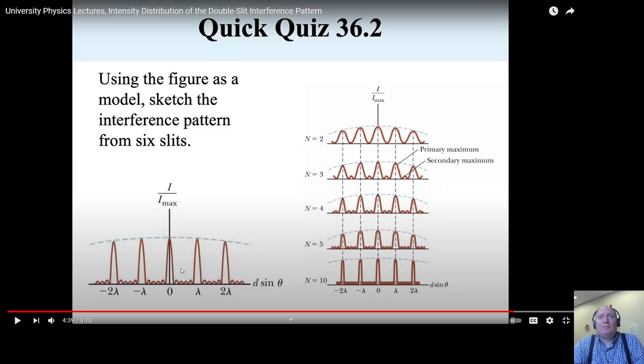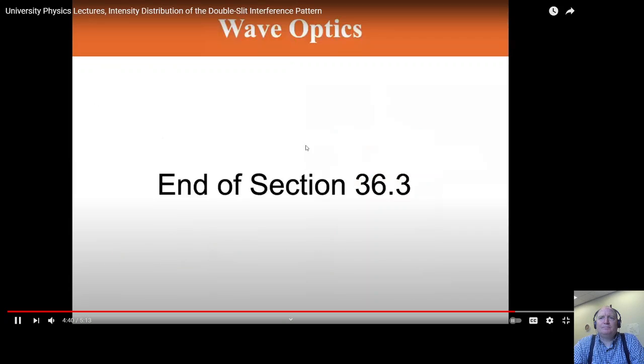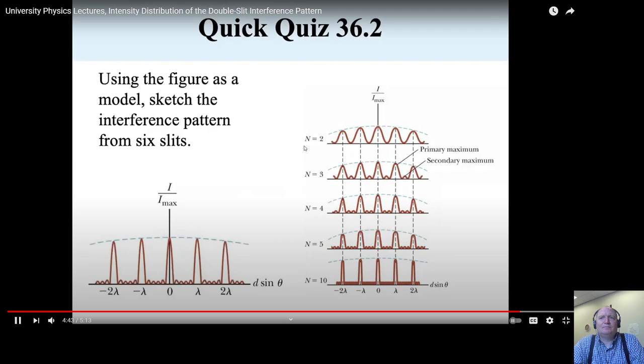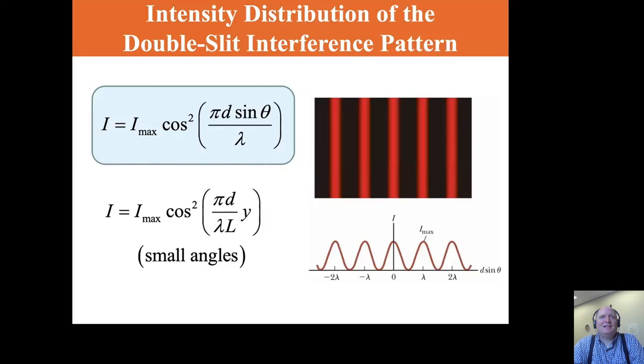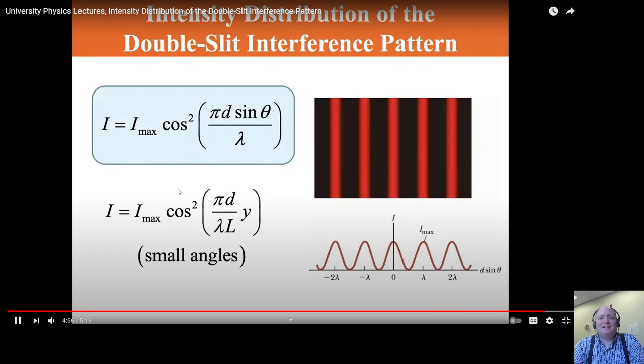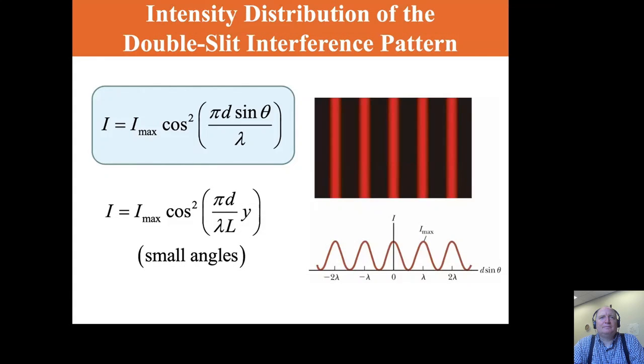That's super cool. I really like how this question was the perfect question to ask after this diagram, and then to be able to go, bam, here it is, so useful after getting students to think about it. And that's the end of the 36.3. It's just the intensity. I don't even think I assigned a homework problem with this, but here it is. I equals I max cosine squared of pi d sine theta over lambda, or for very small angles, pi d over lambda L times y.